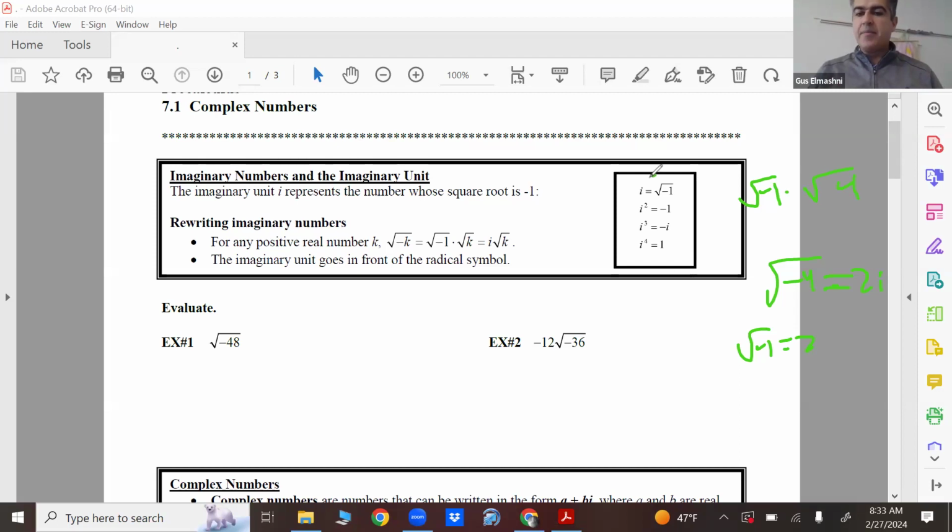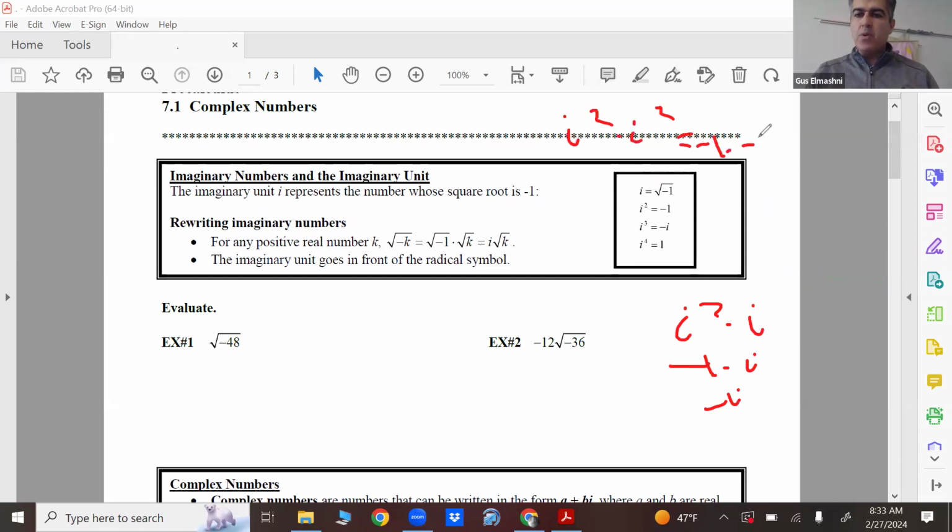And then there's a pattern. If you square i, you square the radical, it becomes negative 1. If you do i cubed, it becomes i squared times i, which is negative 1 times i, or negative i. If you do i to the fourth, it's i squared times i squared, which of course is negative 1 times negative 1, which is positive 1, and so forth. So that's all that's happening, right?